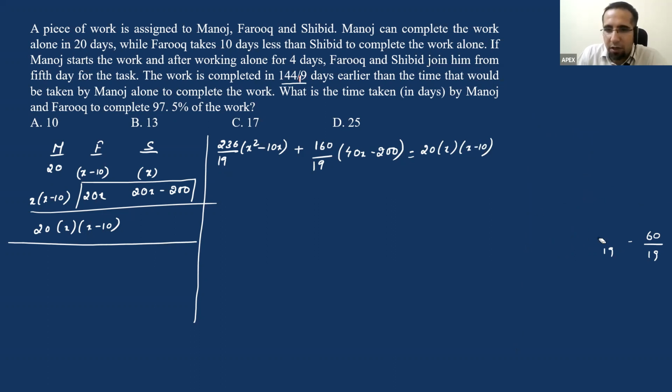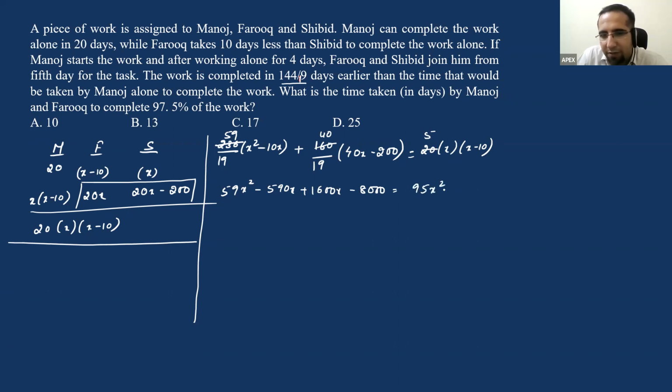Okay, guys. Now, how do I simplify this? I can see all of them being cancelled by 4. So I can go with 4 into 5s are 5, 9s are 4 into 40 and 4 into 5. So this gives me what, guys? 59x square minus 590x plus 1600x minus 8000 is equal to 19 gets multiplied here. That is 95x square minus 950x. I repeat, this 19 gets multiplied with 5 here.